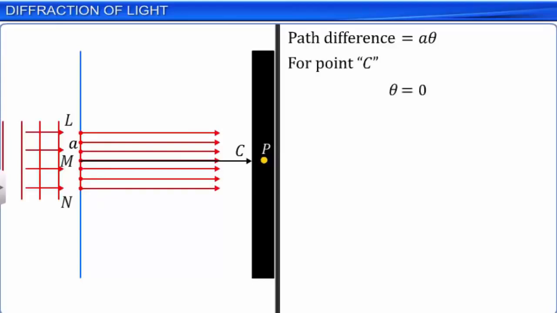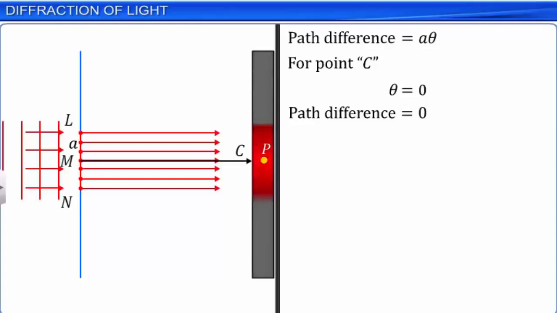That means waves from all the point sources reach C in phase, and hence all path differences are also zero. Which means waves from all parts of the slit contribute in phase at C. They interfere constructively and produce maximum intensity at C.